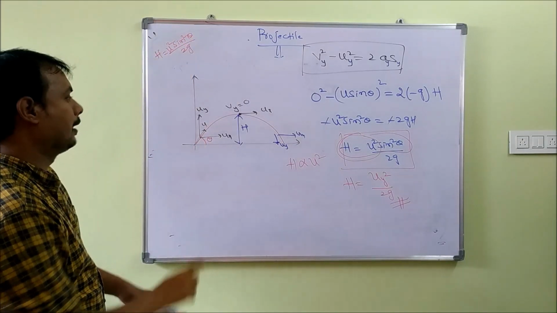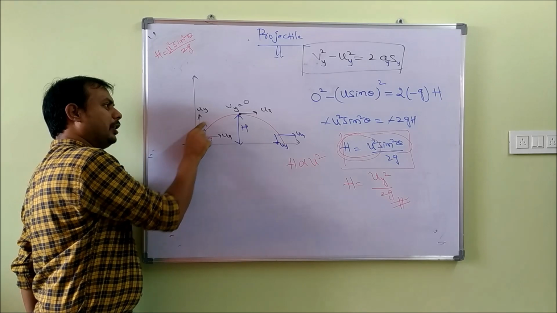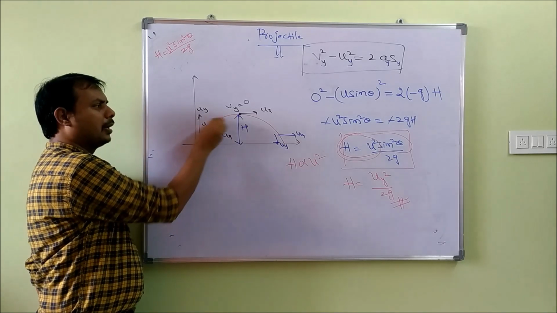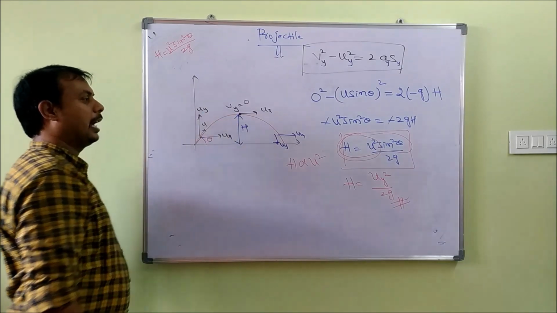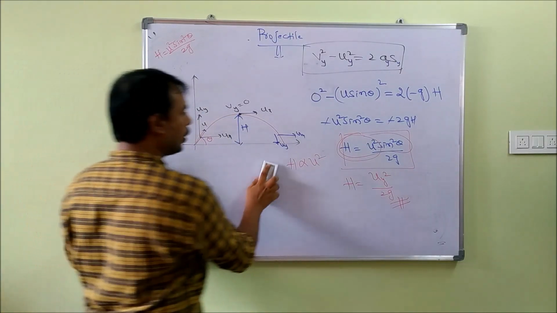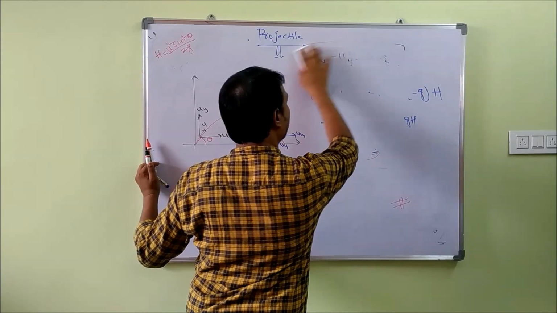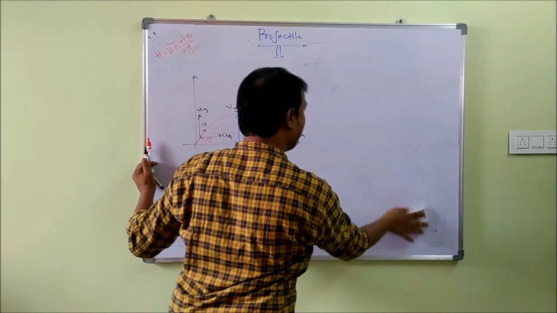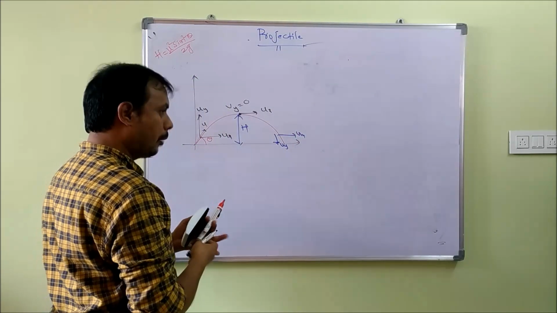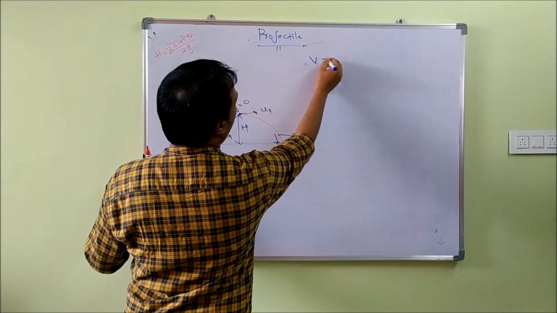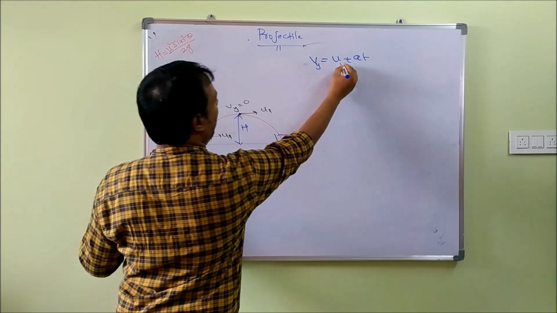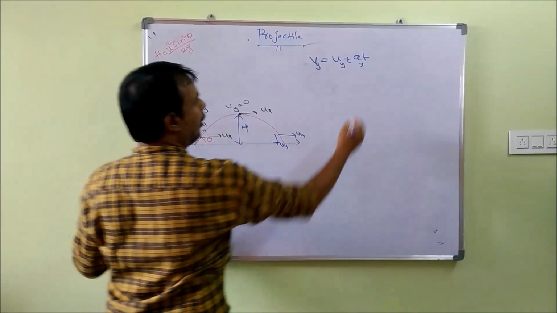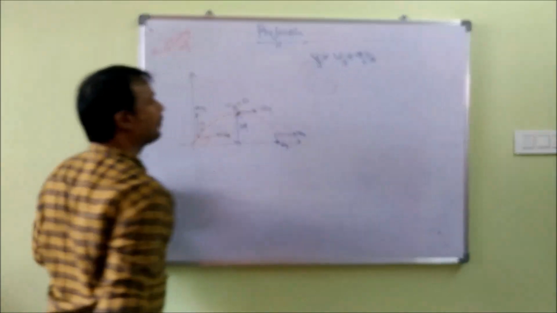Now what is time of ascent? The time required to reach the maximum height from the ground, how much time will it take? That is called time of ascent. So I am calculating time of ascent using the first equation of motion. I hope you know about the first equation of motion: v equal to u plus at. With respect to the y-axis I am writing time of ascent ta.